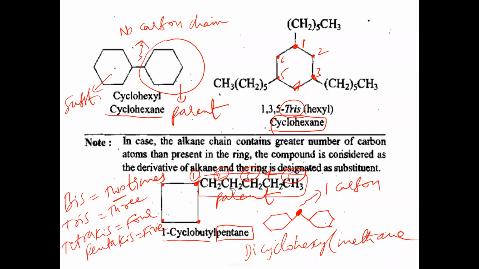Why is this side chain taken as the parent here? Because there are more carbon atoms in the side chain than in the ring. Let's take the screenshot of this one.